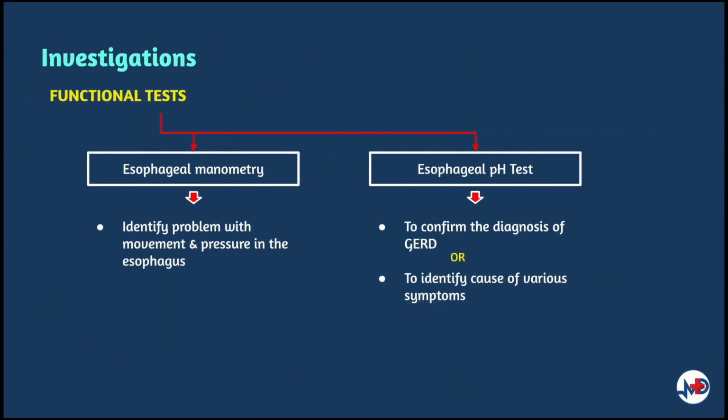Now, let's look at the functional tests, which will help us identify the problem as well as diagnose it. We have esophageal manometry and esophageal pH monitoring, which are considered essential before performing an anti-reflux surgery. The esophageal pH test is commonly used to help confirm the diagnosis and to identify the cause of various symptoms. Esophageal manometry, however, is an outpatient test that can identify problems with movement and pressure in the esophagus that may lead to problems like heartburn.